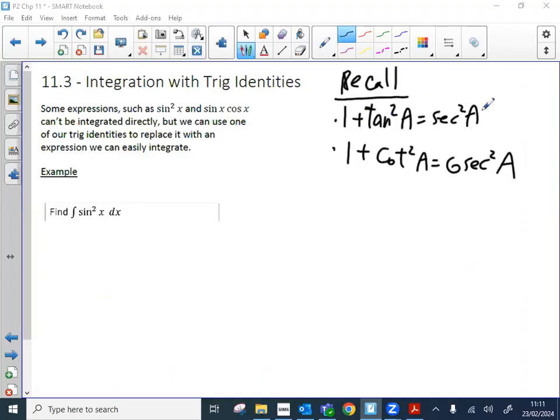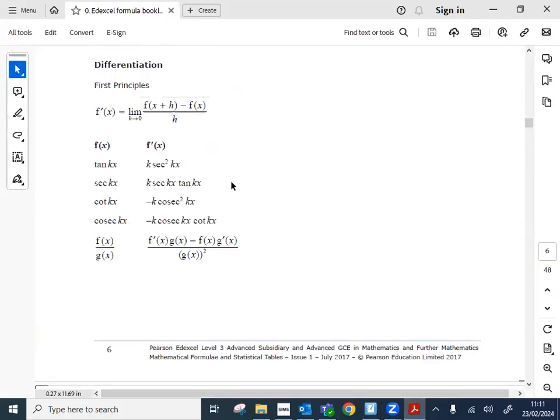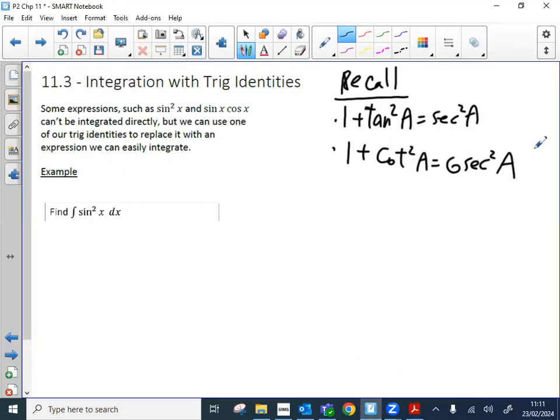So in this, 1 plus tan squared equals sec squared, if I have to integrate tan squared, then I can make tan squared the subject, and move the 1 over. Then instead of integrating tan squared, I'm integrating sec squared a minus 1, and sec squared a is on the formula booklet. And hence, we're using the identities in here. Okay, right. So 1 plus cot squared equals cosec squared. Same thing in there.